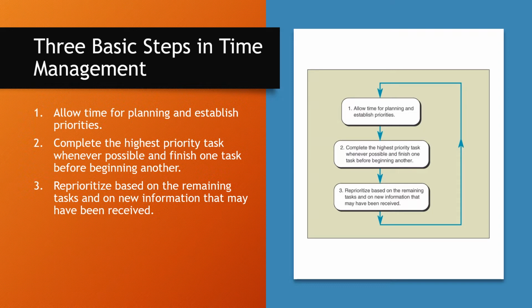Time management requires a three-step cyclic process. The process is considered cyclic because all three of these steps must be accomplished sequentially. The process starts with planning and establishing priorities. The second step entails completing the highest priority task and then finishing one task before beginning another. And then that final step is reprioritizing what tasks will be accomplished based on remaining tasks and new information that may have been received. So remember your steps.